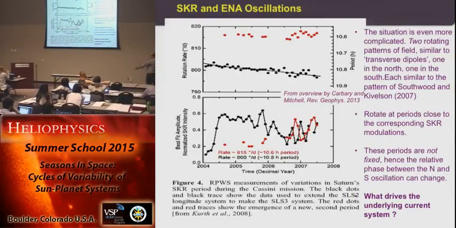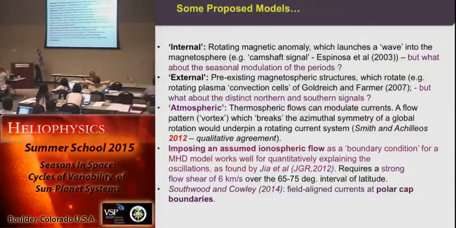So the question remains, what's the source of energy? Physically, what's driving the underlying current systems, of which there appear to be two distinct ones? And I'm not going to go into huge detail, but I've listed some candidate explanations from the literature, some which involve a kind of magnetospheric anomaly, and some which I personally am inclined towards, which invoke an atmospheric explanation.